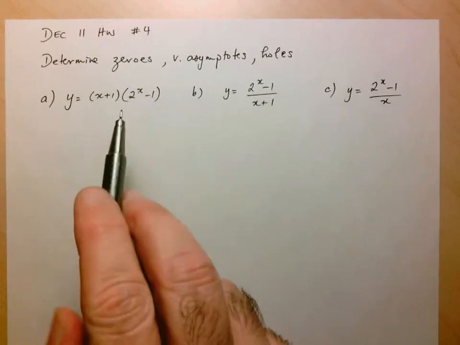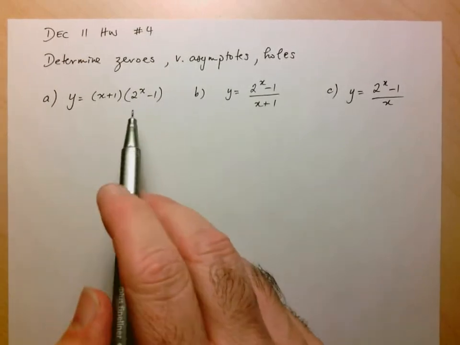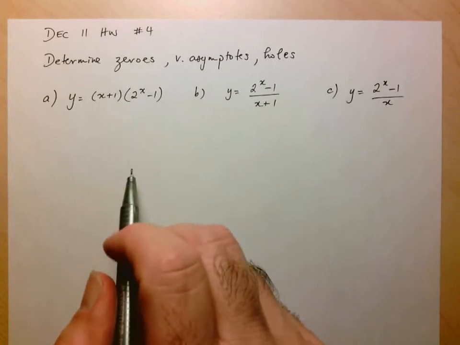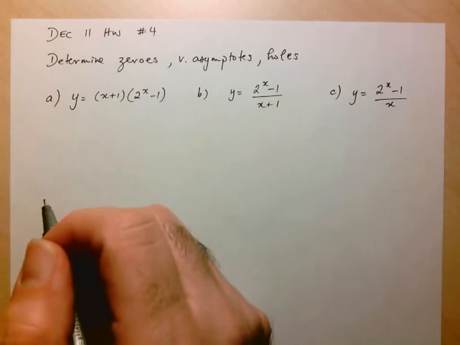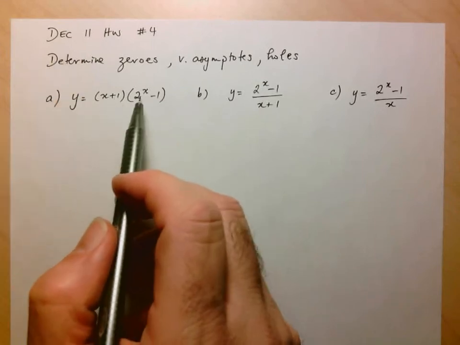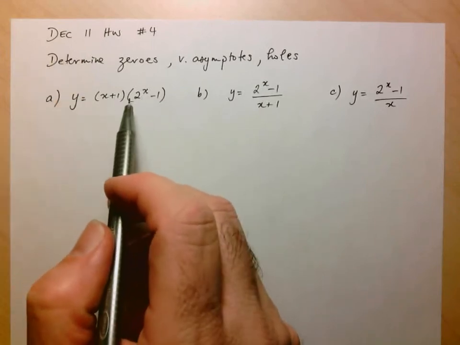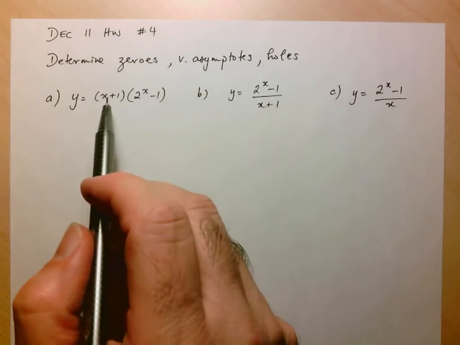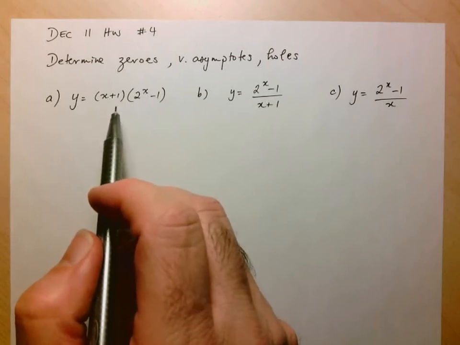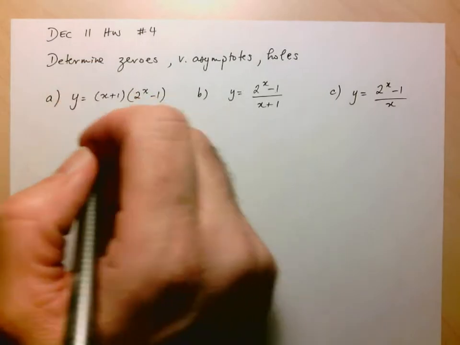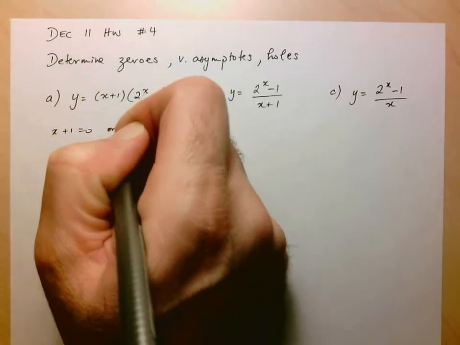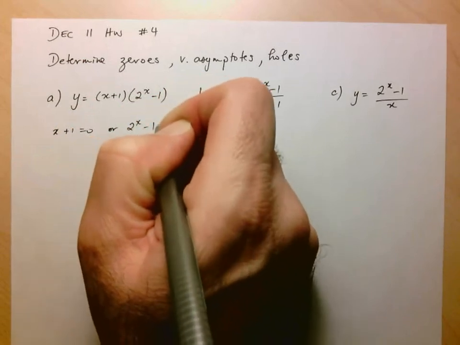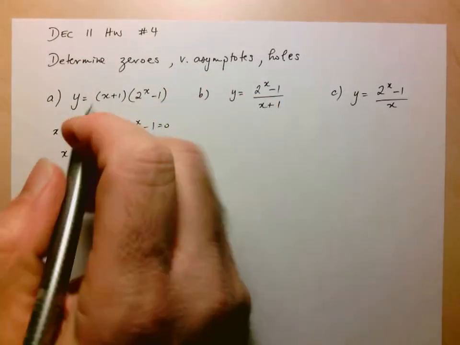Okay, so if we look at the first two, we see that we're operating with the same two functions, x plus 1 and 2 to the x minus 1. C is a little different. So let's start with the first. You have the product of two functions, so the zeros are whatever makes either the first function 0 or the second function 0. Here we need either x plus 1 to be 0 or 2 to the x minus 1 to be 0, and both are pretty easy to solve.